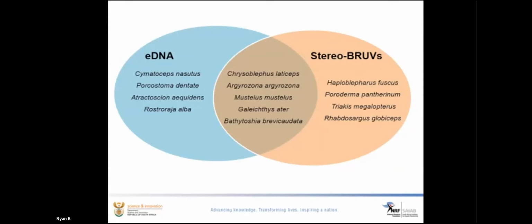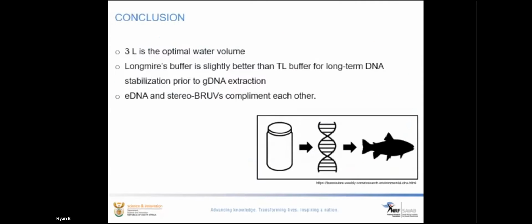It is important to note that some of the species recorded in the stereo-BRUVs were not part of the reference sequence library that is still in progress, and that could be a reason why they were not detected by eDNA. Once the reference library is complete, we will then reanalyze the data. In conclusion, we found 3 liters to be the optimal water volume, reported that Longmire's is slightly better than TL buffer, and both methodologies are complementary.